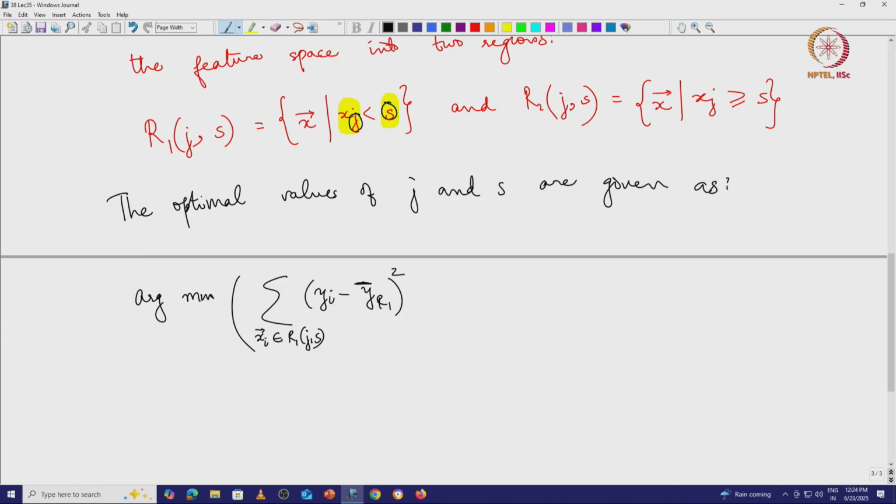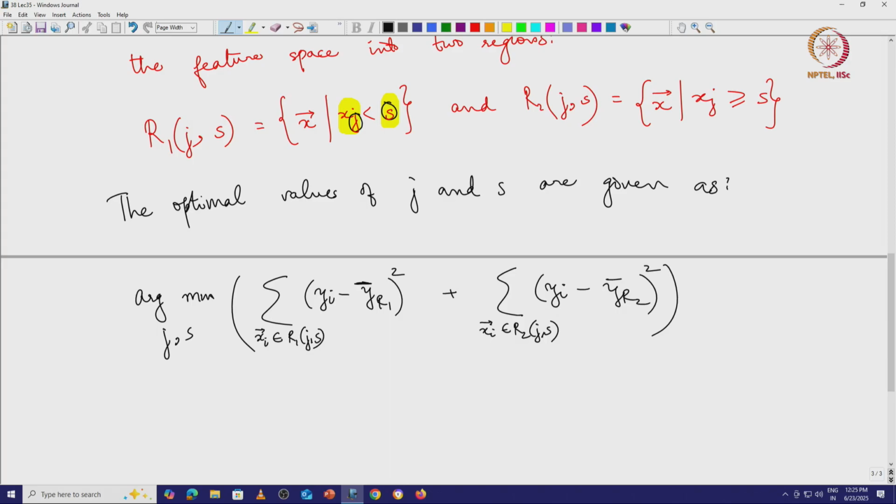So, that is the error made in the left partition of the tree, and in the right partition of the tree you look at all the points xi which belong to the second region, R2 as a function of j and s, and minimize the error between the true value and the predicted value, which is just the average value of the points in the second region. So, that is the total error, and you are trying to find the optimal values of j and s. So, the arguments you are trying to find are j and s.